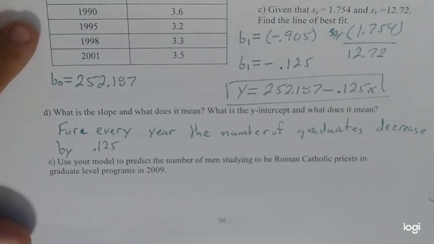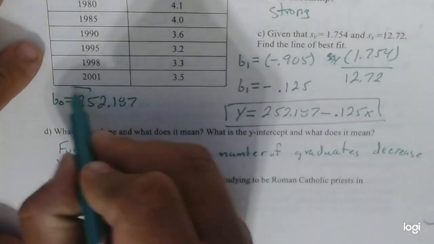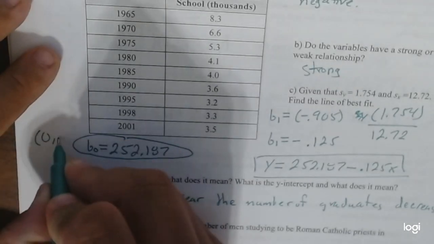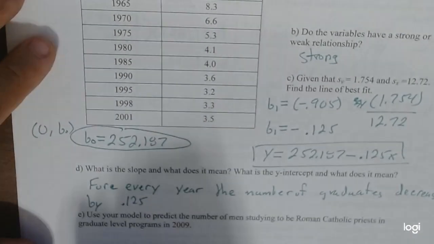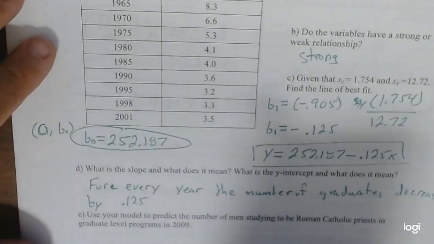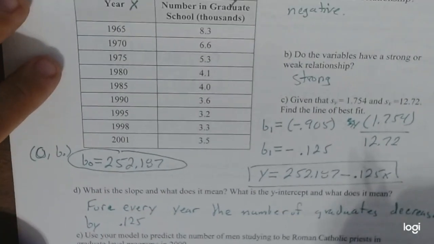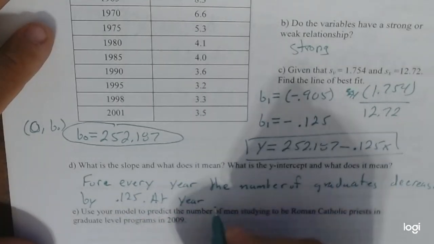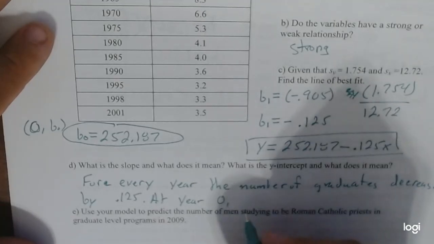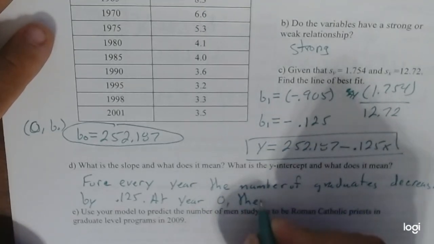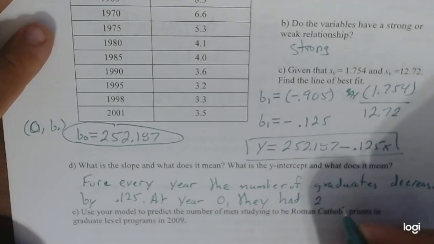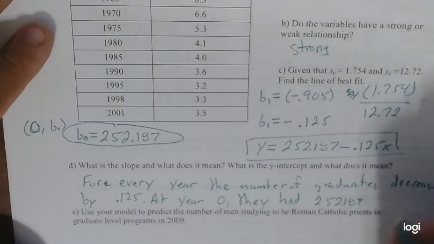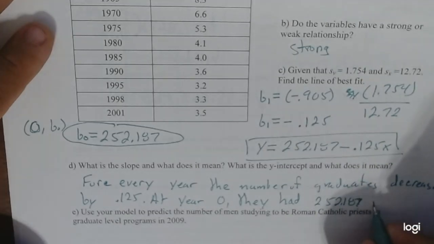So that's our slope. And the y-intercept is this value here. Now, what does this represent? So remember, the y-intercept in algebra is 0, comma, this number here. So what they're saying is at year 0, we had a maximum of 256. So essentially at year 0, the first year it opened, they had 250.108, in this case it's thousands. Well, we'll just say that number of graduates.